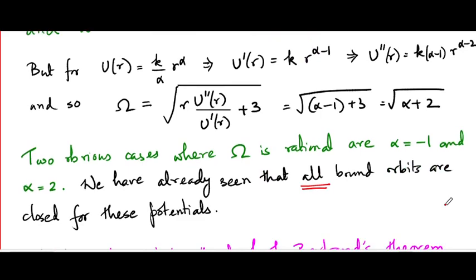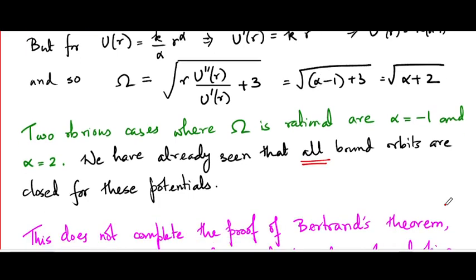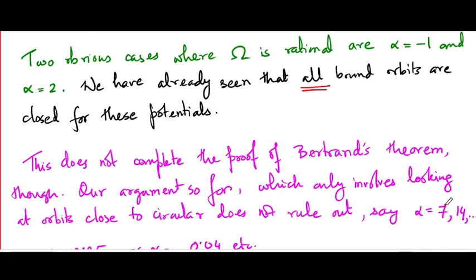Now, the obvious cases where omega turns out to be rational happens to be alpha equal to minus 1, where omega works out to be plus 1, and alpha equals 2, for which omega works out to be plus 2. Note that these are the cases where we have actually calculated the apsidal angles explicitly for all initial conditions, and we have already seen that all bound orbits are closed for these potentials. Indeed, the apsidal angles of pi and pi by 2 for these two potentials are also things which we had already calculated.